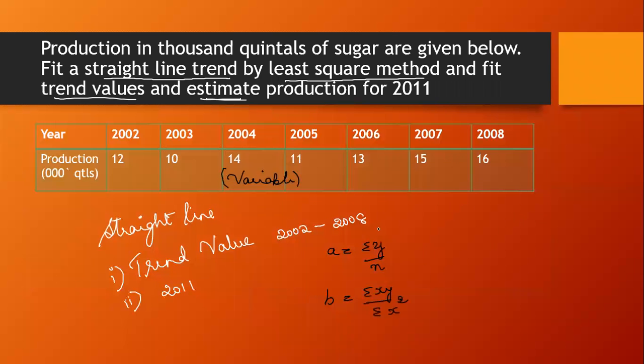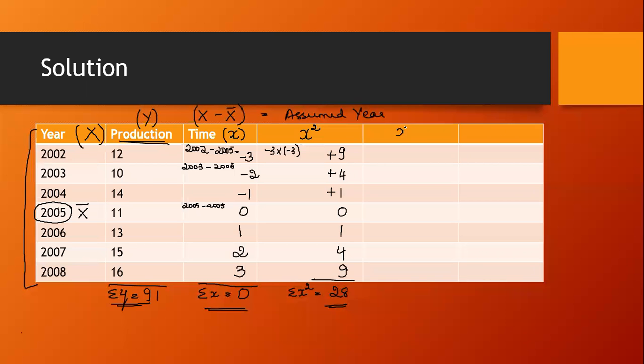After this, we finished calculating summation y, summation x square, and x. We need xy. So what we have to do, the next column is xy. That means we have to consider time and production. The x value, time, and the production, that is minus 3 into production y, that is 12. How much do you get? It is 36, but you have minus sign, minus into plus. This is plus 12. Minus into plus is minus. Second one, we have time, that is x value minus 2 into the value 10, that is production y, that is minus 20. Third one, 14 into minus 1, it is minus 14.